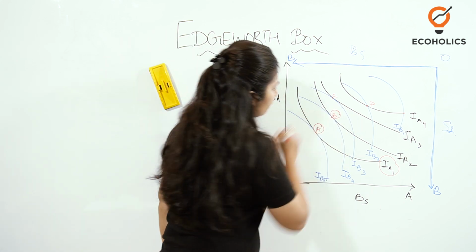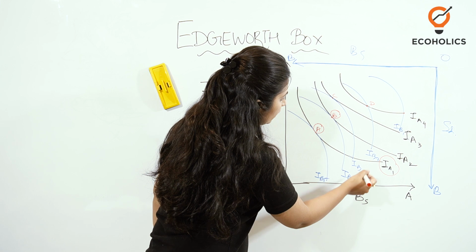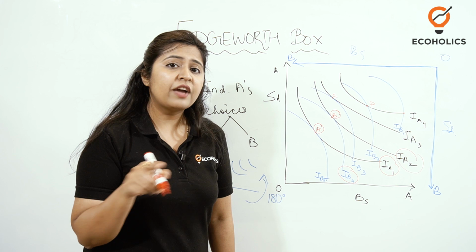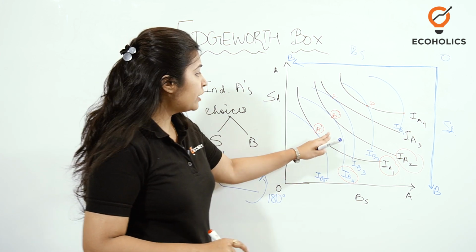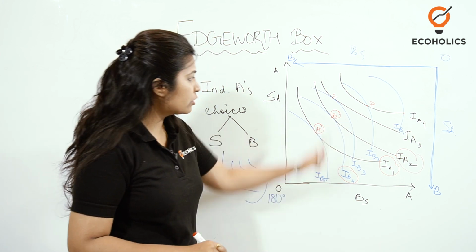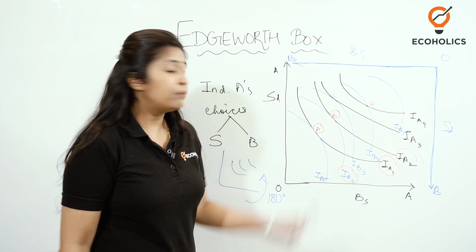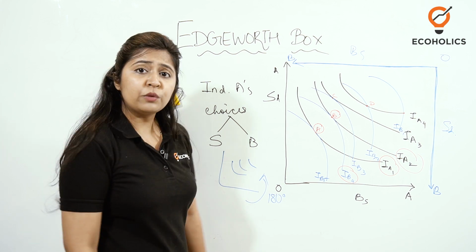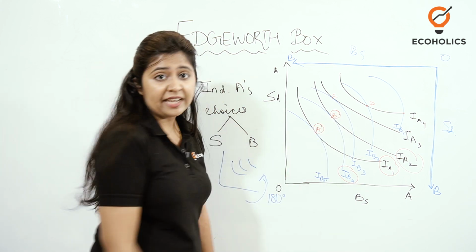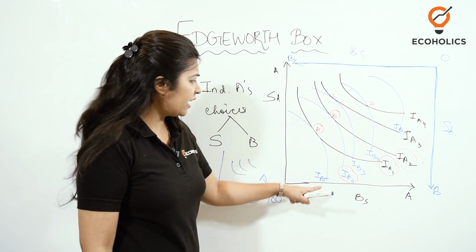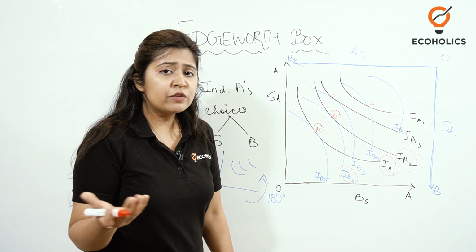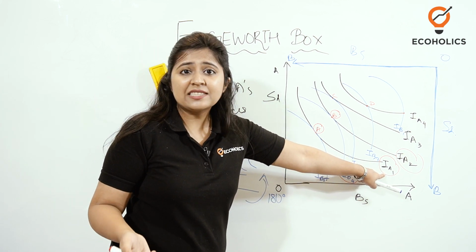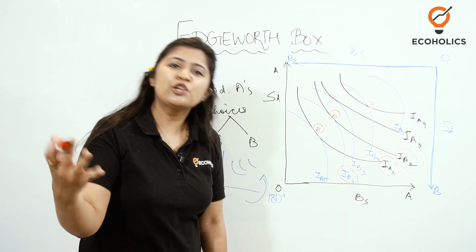Then there's point B. Over here in point B we have IA2 and IB4. Now if you had to ask whether we should choose point A or point B, because both of them are tangentially coinciding with each other, you would want to prefer point B over point A. Why? You would say that this is the highest point for individual B's satisfaction, but it is also the lowest point for individual A's satisfaction. So this is not a very socially optimal point.